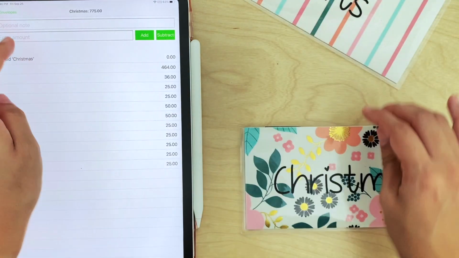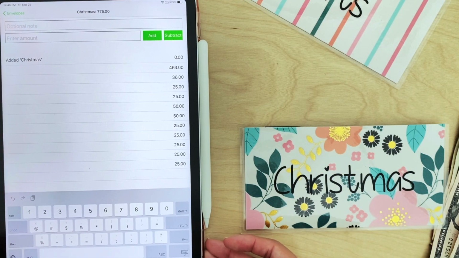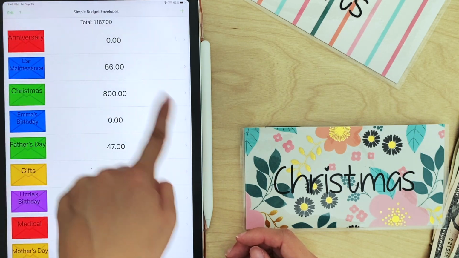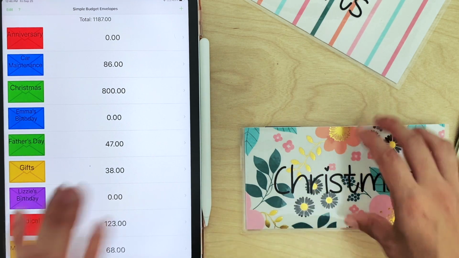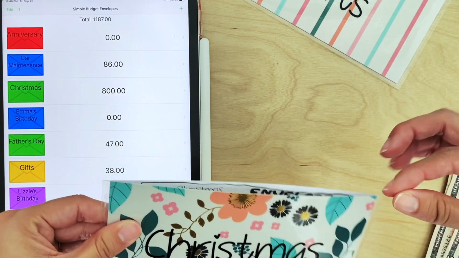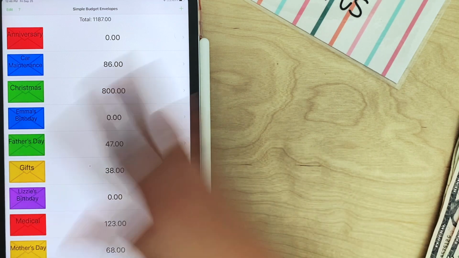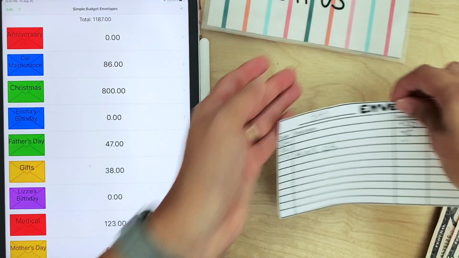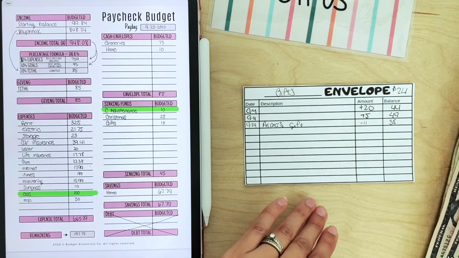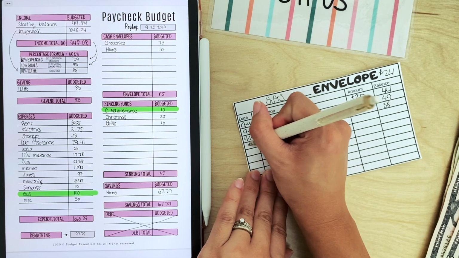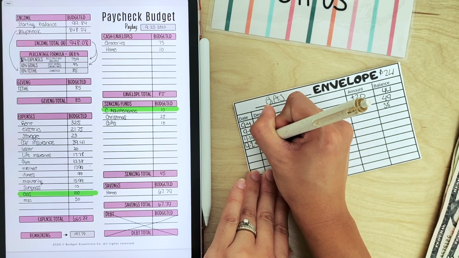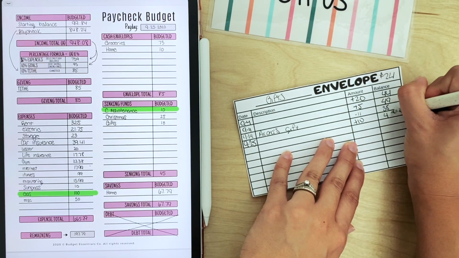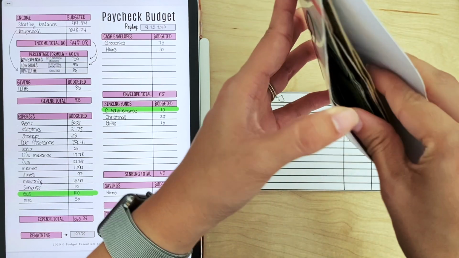All right, and then you can just go ahead and add in 25 on here, click add, and it updates the total on that app as well. So you can do it this way, you can do it on paper, whatever works for you. I just wanted to show you both so that you can see how it works. And then gifts, we are adding $10 in here. So there's $48.